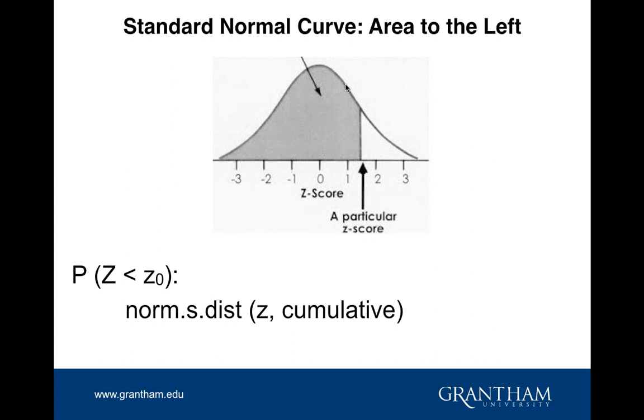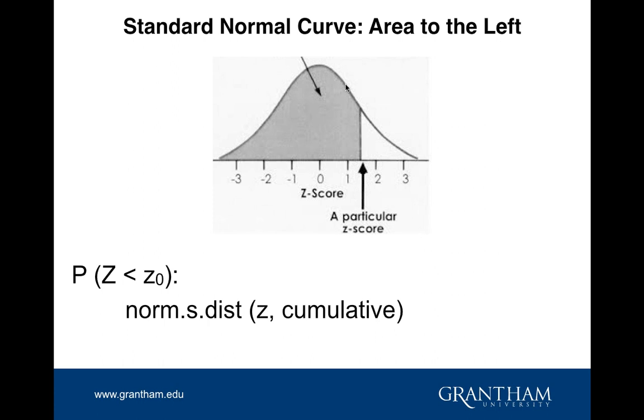Now, if we're trying to find the area to the left of Z, there's a function that we can plug in directly to Microsoft Excel, and that formula is listed on the screen. Here we're going to type in NORM.S.DIST, open parentheses, Z, comma, TRUE. Now, let's talk a little bit about that S. What that S stands for is standard.